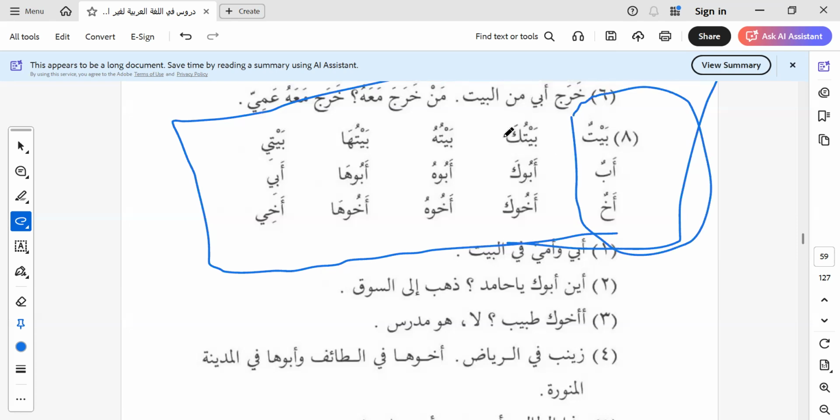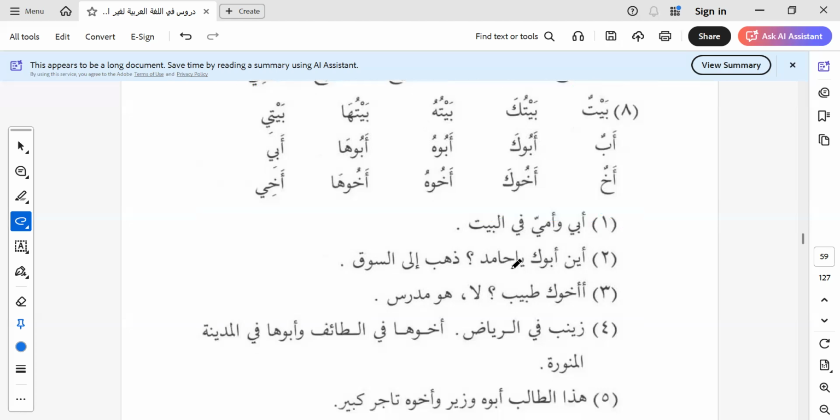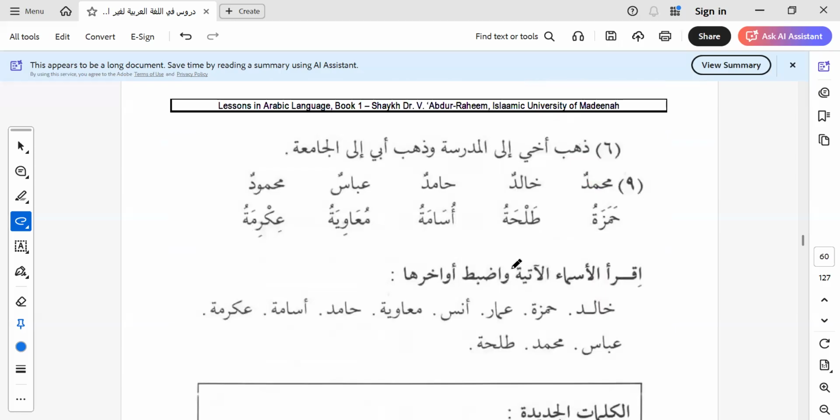But when it comes to idafa, baytuka, baytuhu, baytuha, bayti, nothing changes for bayt other than removing the tanween. But if you look at abu, other than removing the tanween, a waw is added: abuka, abuhu, abuha, abi. Akhuka, akhuhu, akhuha, akhi. Something is added, and there's a reason for that, which we shall discuss in its place. So that's taken.